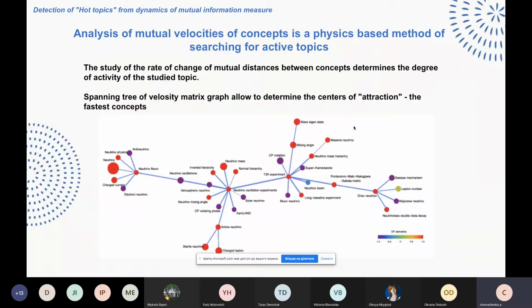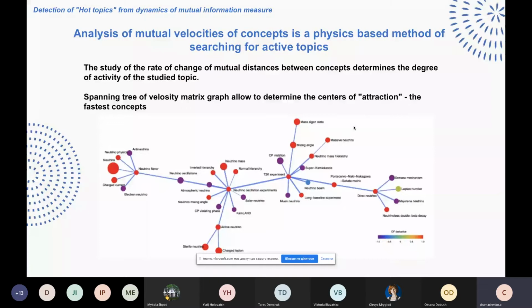To say that we can calculate the distance matrix for two subsequent intervals of time, for example, for 2017 and 2018. And then we can find the difference between these distance matrices. That would be a velocity, that will be a speed, how these concepts change their position. Of course, these are relative velocity. Some of them are going apart, so that would be positive or negative velocities.